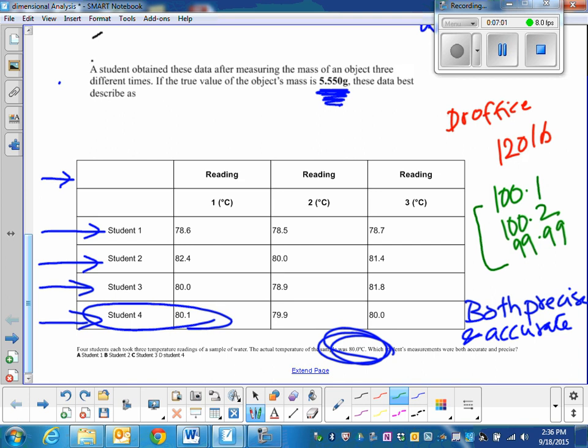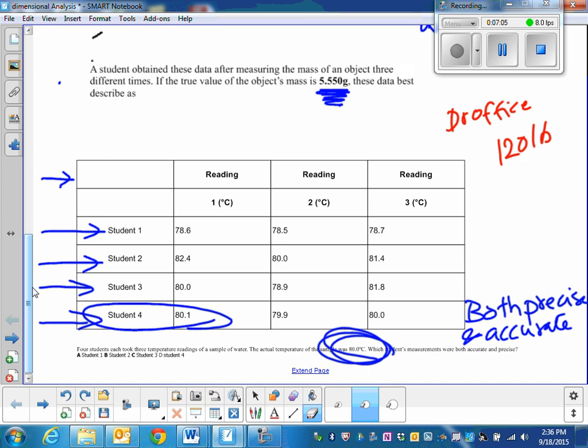But if I get value points like 120, 120, 121, 120, precise and accurate. They repeat as well as they are close. Do you all understand this?